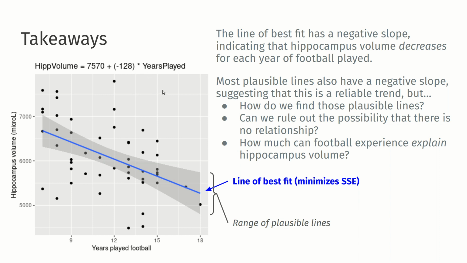But of course, we still haven't gotten to the mechanics of this, so we still haven't seen, okay, how do we find those plausible lines? Second, how is it possible for us to rule out the possibility that there is no relationship? So this is going to be a kind of hypothesis test. And finally, we'll be interested again in looking at that R-squared thing. So how much can football experience explain these changes in hippocampus volume over time?